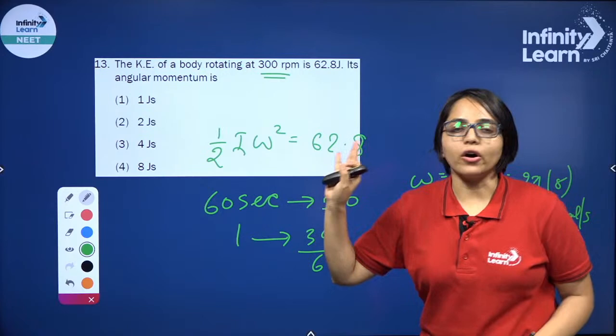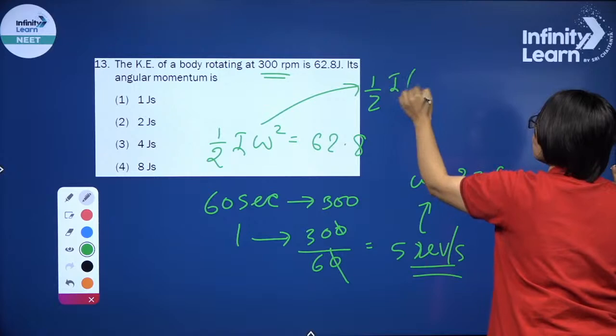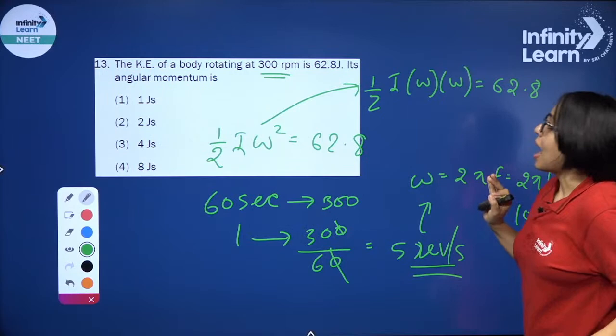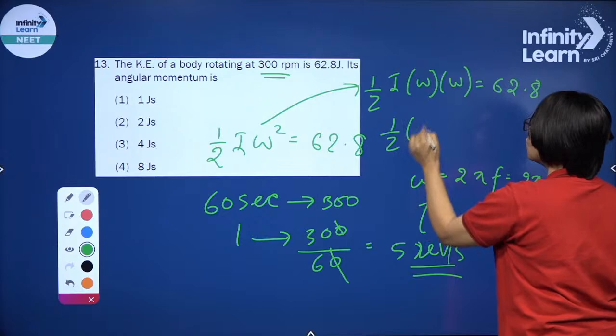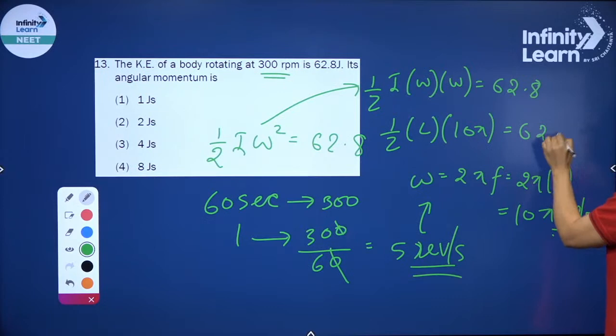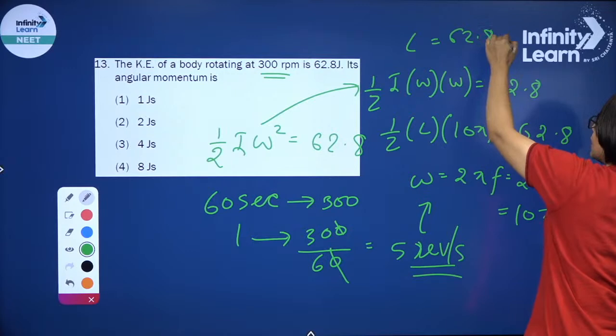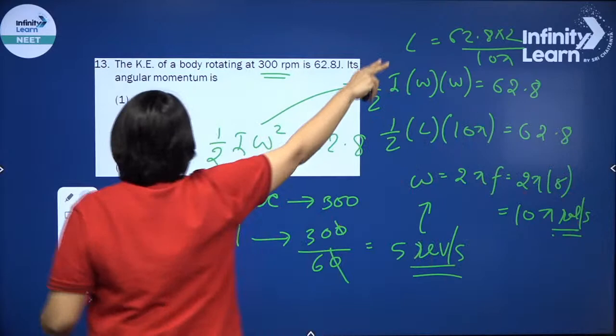सो यहाँ से बच्चों इट इज हाफ I ओमेगा इंटू ओमेगा कर लो एंड ये 62.8 आया, I ओमेगा इज इक्वल टू एंगुलर मोमेंटम सीधा, तो ये हो जाएगा हाफ इंटू L इंटू ओमेगा हमने निकाला 10π एंड दैट इज इक्वल टू 62.8, तो यहाँ से बच्चों एंगुलर मोमेंटम आएगा 62.8 इंटू 2 डिवाइडेड बाई 10π, सॉल्व करो, सॉल्व करोगे आपको आंसर मिलेगा ऑप्शन 3, 4 जूल्स इंटू सेकेंड, 4.